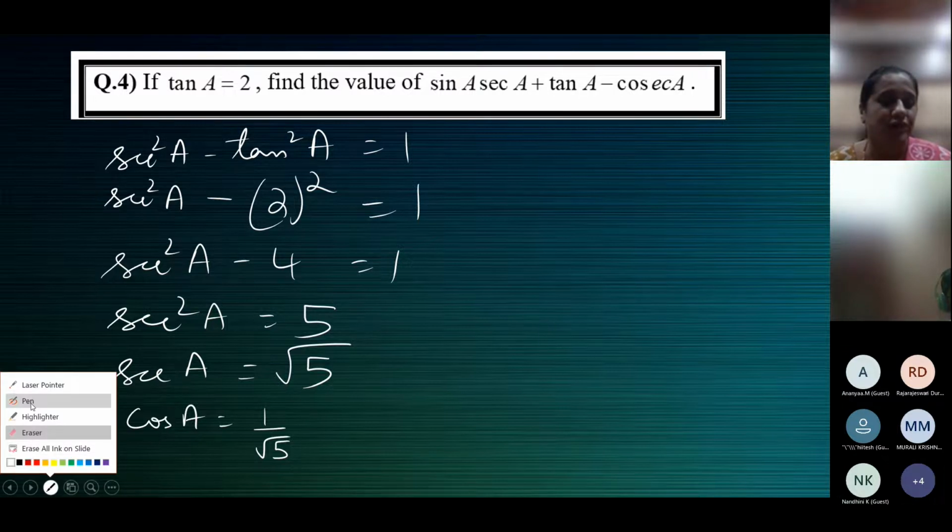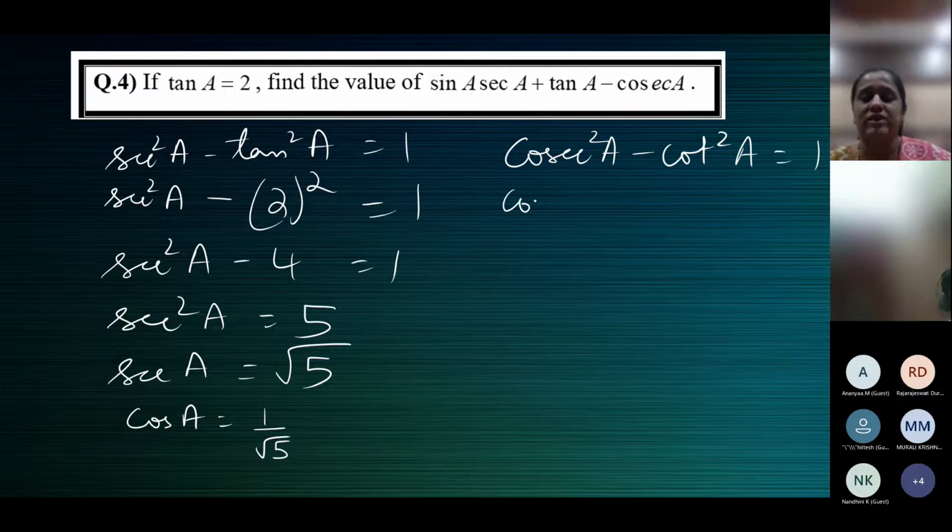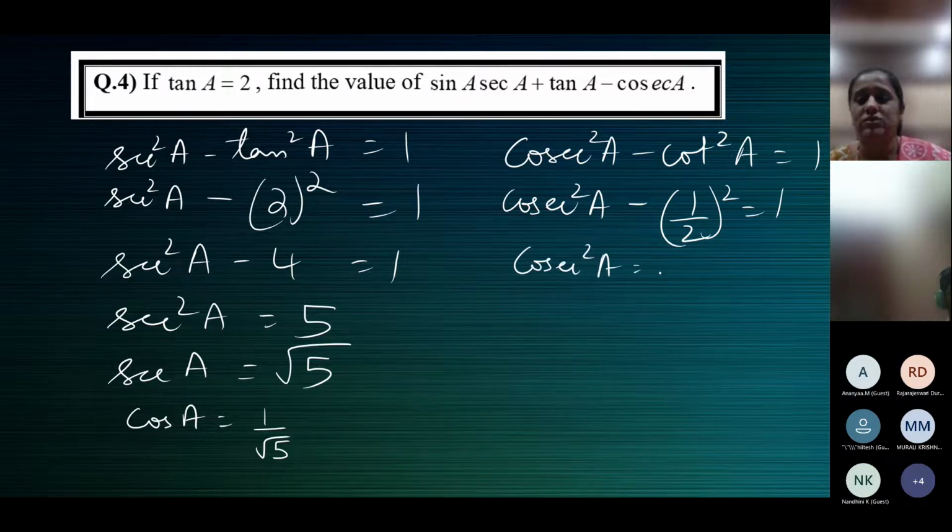Supposing you want to find cosecant A, you should use the identity cosecant square A minus cot square A is equal to 1. Now cosecant square A minus cot square A. Tan A is 2, so cot A is 1 by 2. Cot square A is 1 by 2, the whole square, is equal to 1. Cosecant square A is equal to 1 plus 1 by 4.